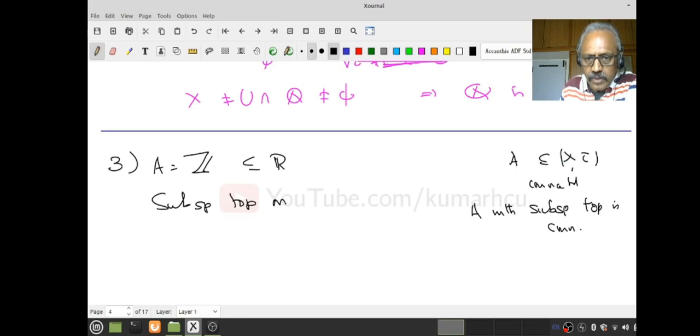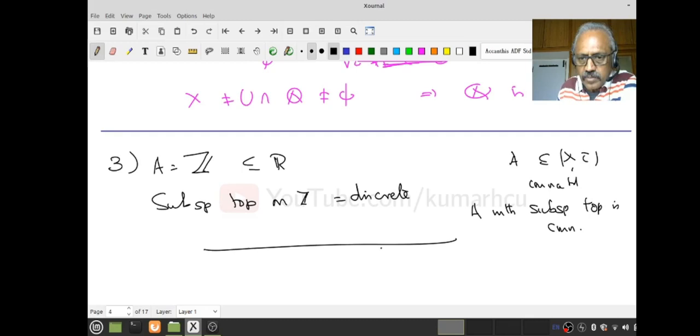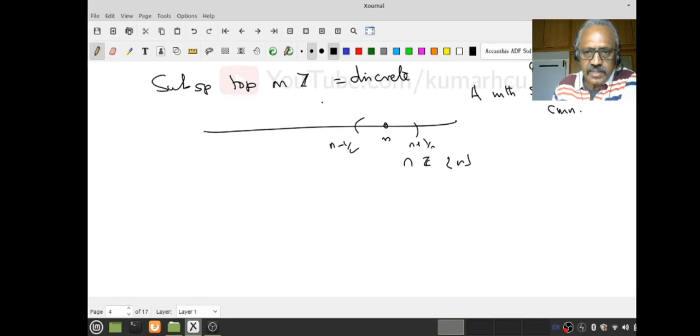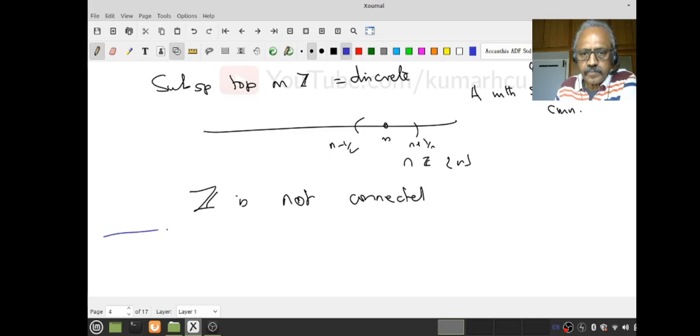I know it's discrete. Because for any element n, I can choose the interval n minus half to n plus half, and intersect with Z, that will be the singleton n. Therefore, each singleton set in Z is open. Therefore, this is a discrete topology, and Z has more than one element. So we had already seen that a discrete space with more than one element is not connected, therefore Z is not connected. I hope all of you understand.